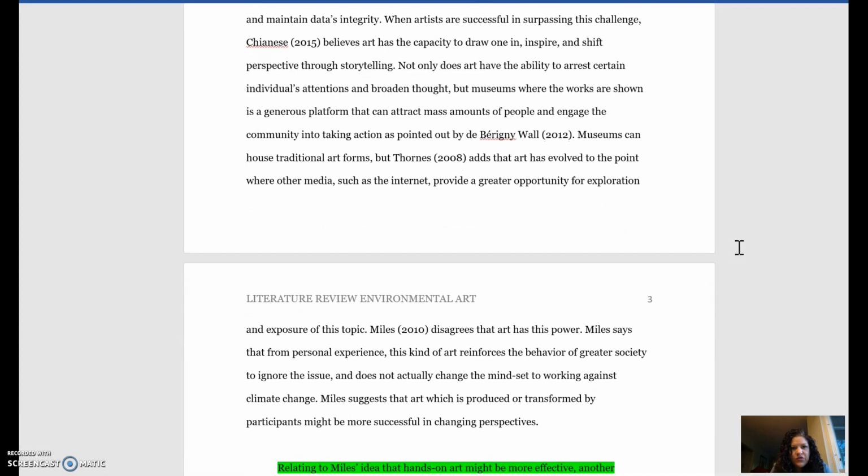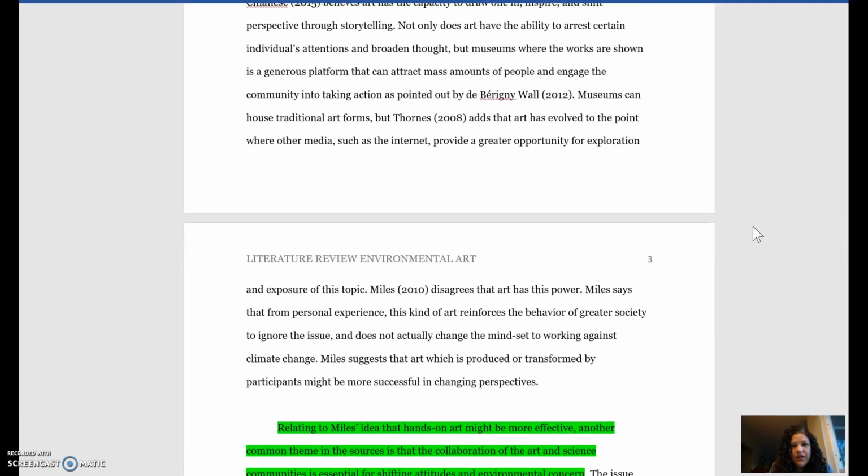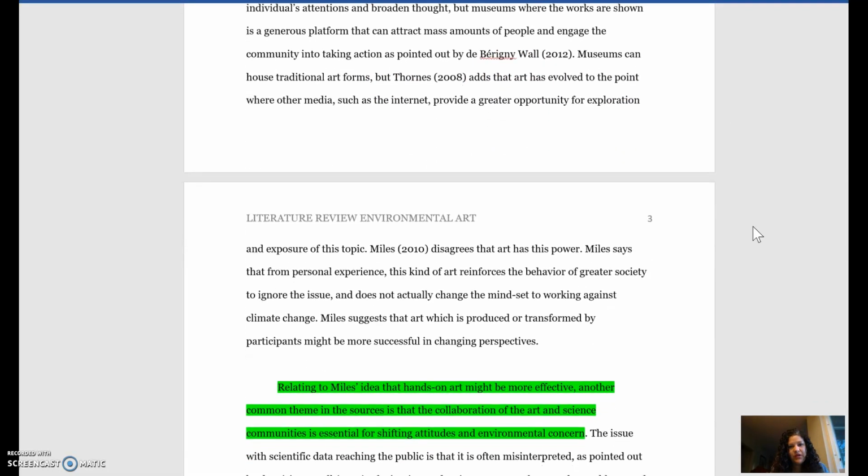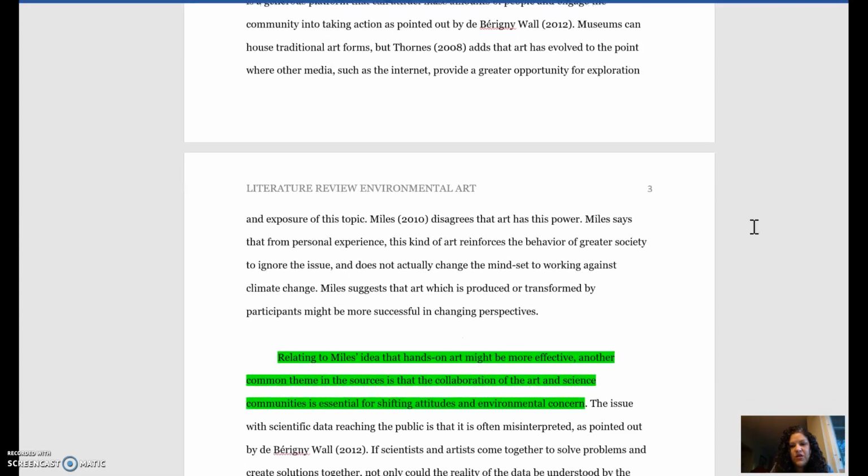Museums can house traditional forms of art, but Thorns adds that art has evolved to the point where other media such as the internet provide a greater opportunity for exploration of the topic. And again, we have this connecting word, but Thorns adds, right? So make sure the relationship between these sources is almost just as important as putting them together, because otherwise you just have source stacking, and it's just stacking one fact on top of another fact, and we don't know how that relates. So you need to draw that bridge.